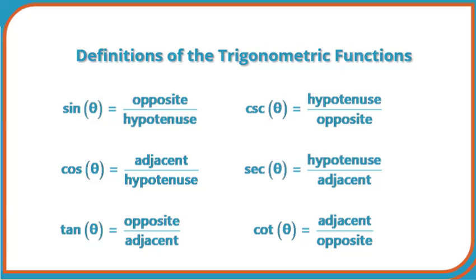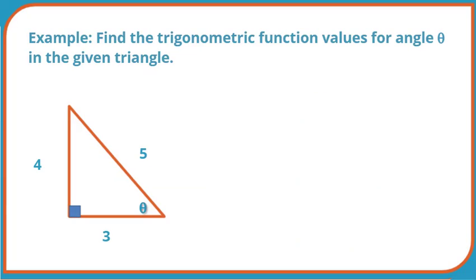Now let's try to apply these definitions in an example. We need to find the trig function values for angle theta in the given triangle. First, we should mentally identify the sides of the triangle as hypotenuse, opposite, and adjacent for angle theta. We should also note the value of each side. Using the definitions of the functions, we will then find the function values.